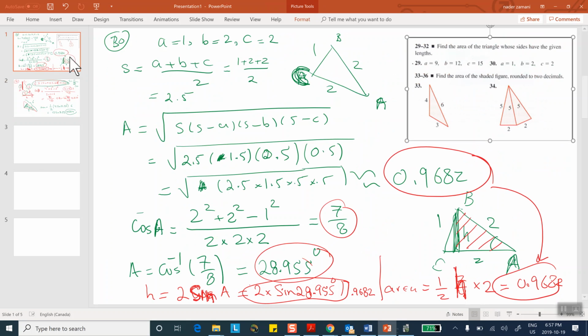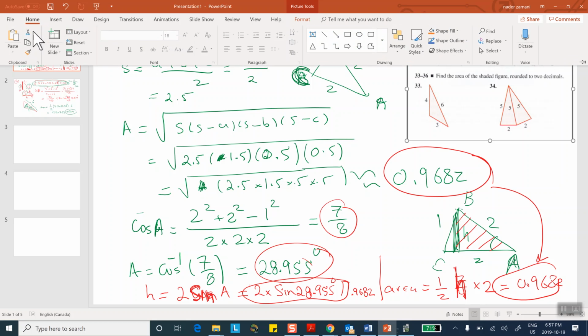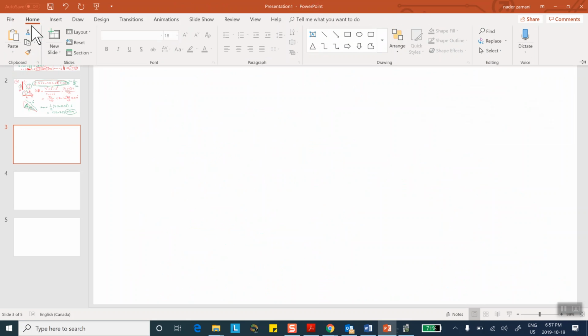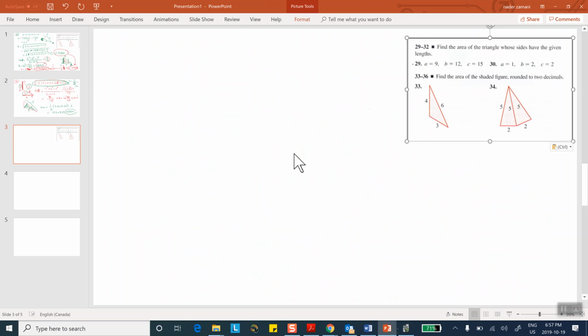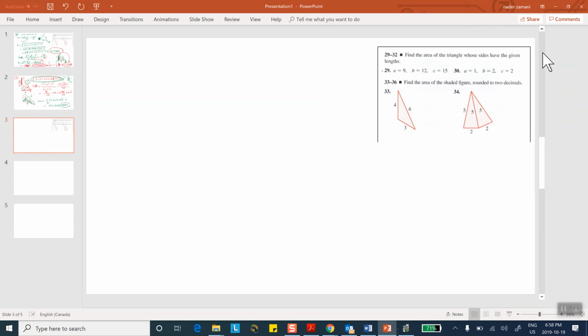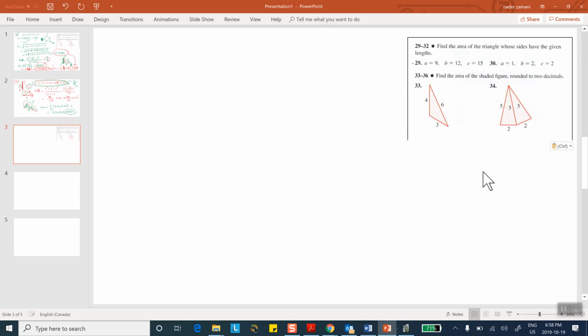Now let's do our other problem. I'm going to copy this. Put it there so I can see it. Okay, good. Problem 34. It's right here. It says find the area of the shaded figure.